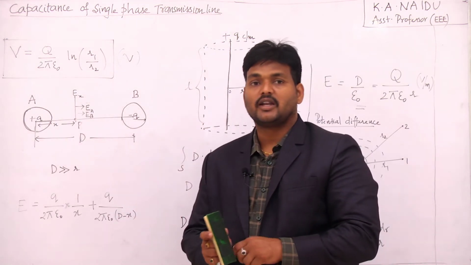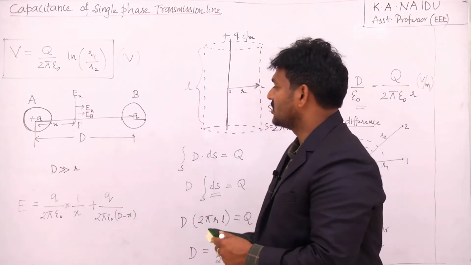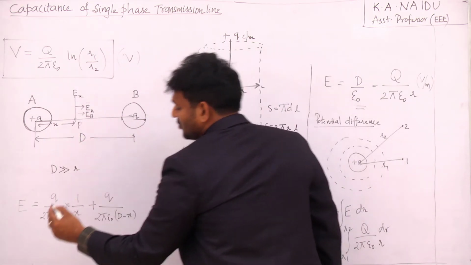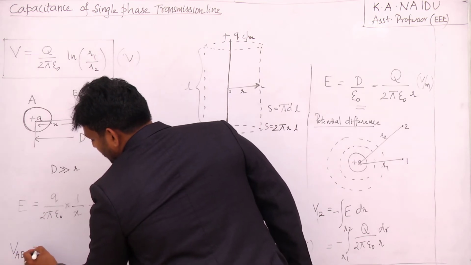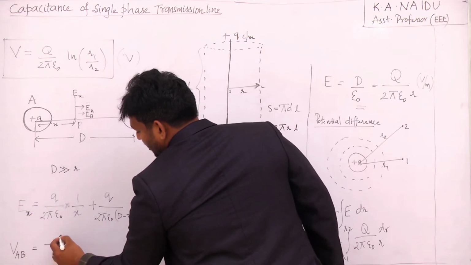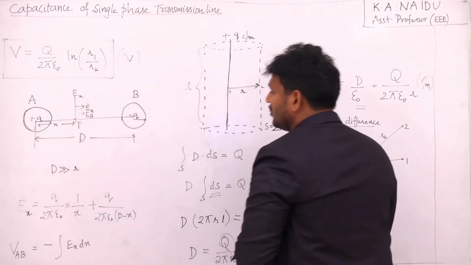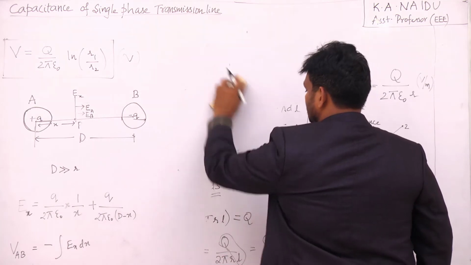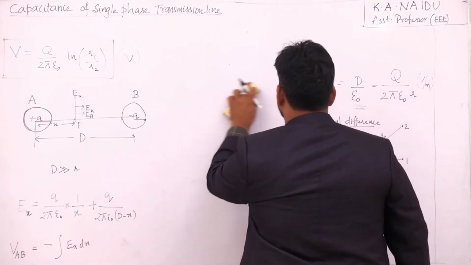So this is the electric field intensity. Now we determine the potential difference between charge A and charge B, or conductor A and conductor B. That is, the potential difference is given by the formula VAB equal to negative of the integral of Ex dx. Now here we have to find out the capacitance between these two lines.